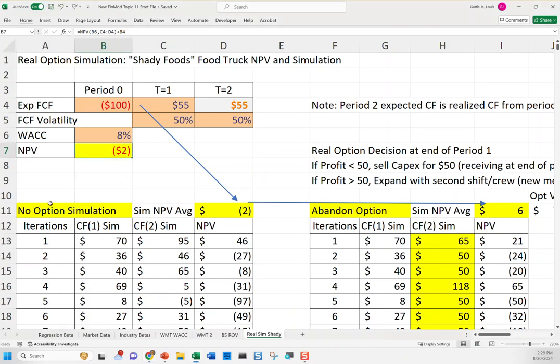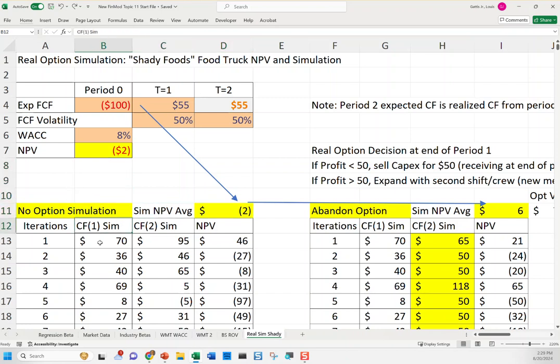Now I'm going to use a simulation. So this is a real option simulation of Shady Food Trucks. So you want to go to the tab, it's the Real Sim Shady, okay? The real option simulation of Shady. And the first thing I want to show you is I did a simulation of the base case to show you that I can use a simulation to get the minus two NPV.